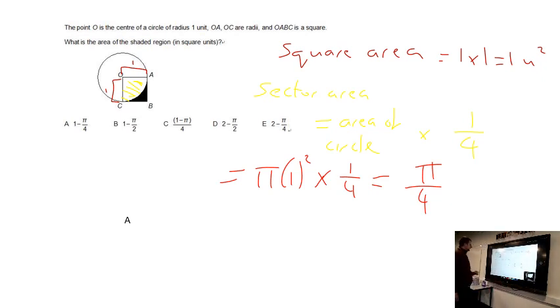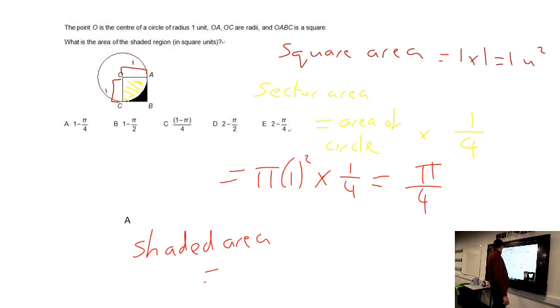Now we want to work out the shaded area. It's going to be the square area minus the sector area. So that will be 1 minus pi over 4. So our answer is A.